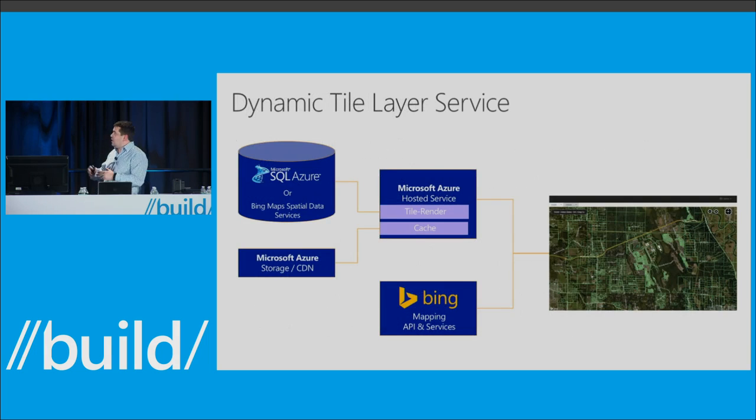So here's an idea of what a typical architecture for that might look like. So you store your data, your vector data somewhere, or your spatial data somewhere. So SQL Azure is a great place for that. Another great place, if you're using Bing Maps, is Bing Maps Spatial Data Services. The Spatial Data Services is essentially a wrapper around a single table inside of SQL Azure, and it exposes that table as a spatial REST service.